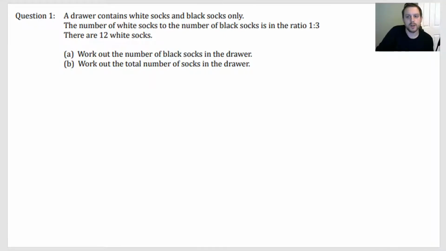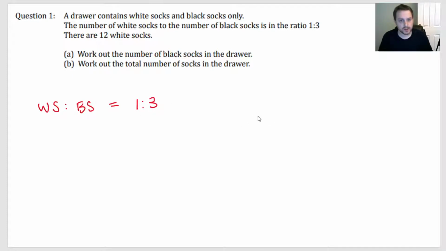I'm just going to go through this question. A drawer contains white socks and black socks only. The number of white socks to the number of black socks is in the ratio 1 to 3. So we could write, white socks to black socks is the ratio 1 to 3.